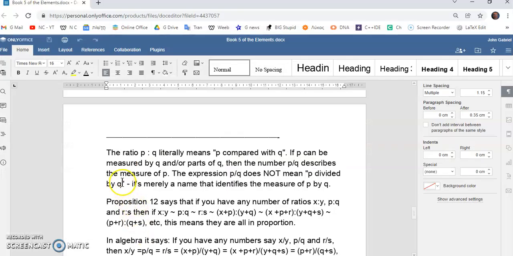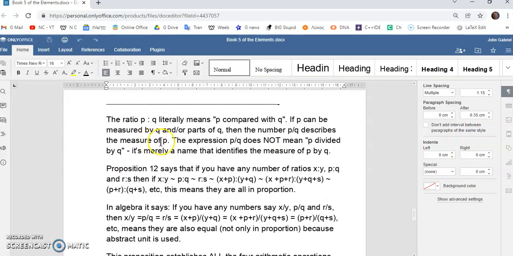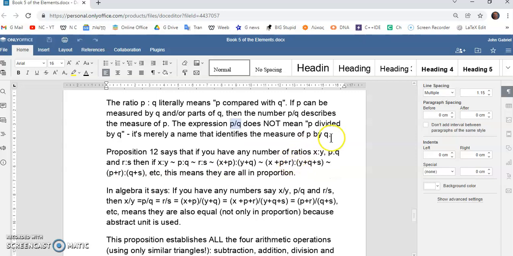So the ratio P colon Q literally means P compared with Q. And if P can be measured by Q and or other parts of Q, then the number P over Q describes a measure of P. P is the antecedent in the ratio. Q is the consequent. Okay, and this expression does not mean P divided by Q. It is merely a name that identifies the measure of P by Q.